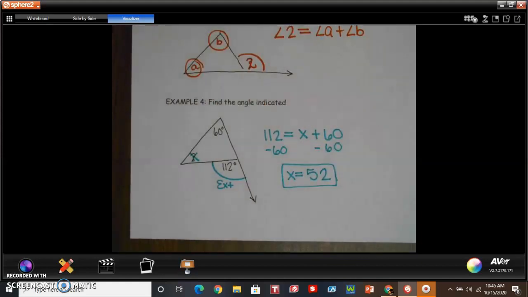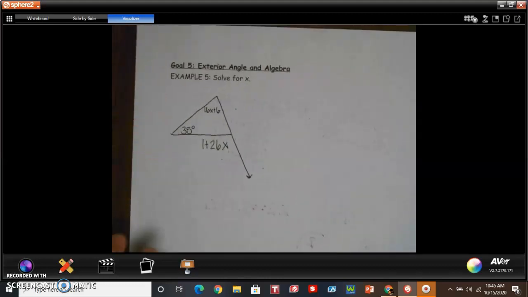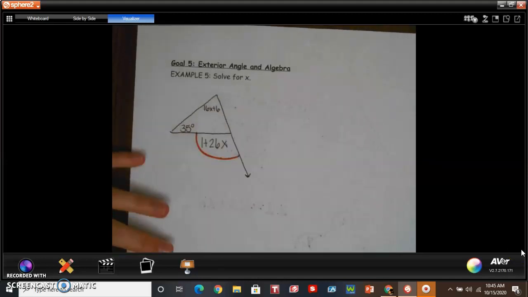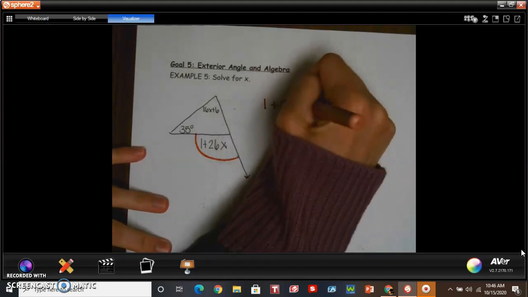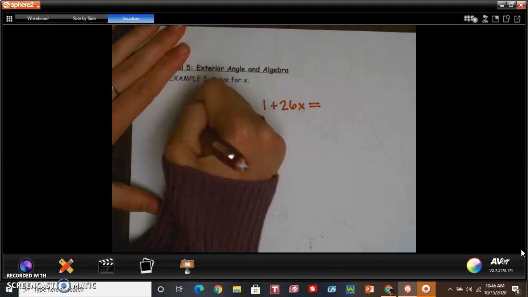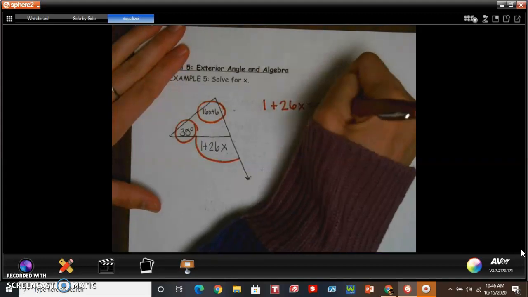All right. One more example, and then we are done for this week. Let's talk about if we're dealing with algebra in that exterior angle. Again, it is important to remember, let's identify our outside first. So the outside is the one outside of our triangle. So our outside here, it looks like it's 1 plus 26x. And it is equal to our insides added together. So I'm going to circle my inside. So I've got 35 plus 16x plus 6.